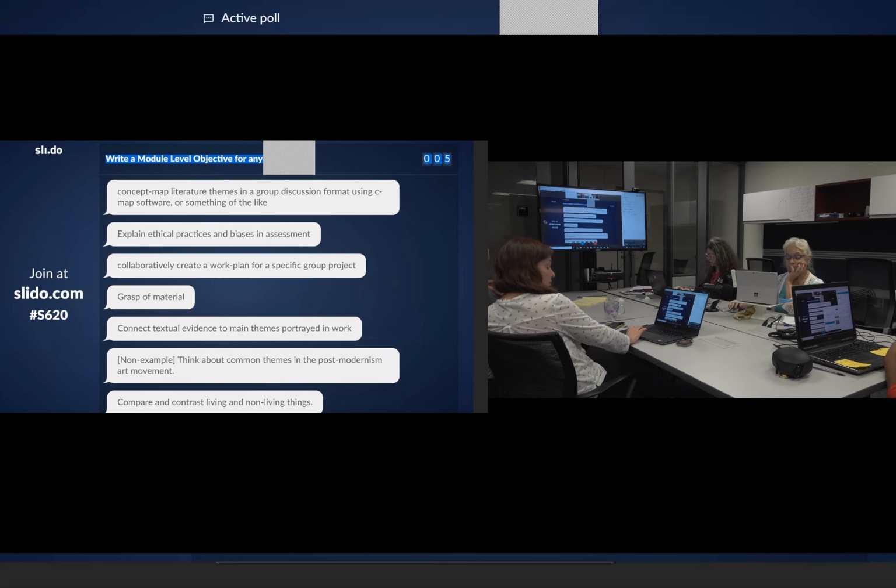Lisa says, and really there is nothing wrong with referring to the objective throughout the course. So as the students are working on an assignment, put the objective up as the reason for why they are engaging in the activity.